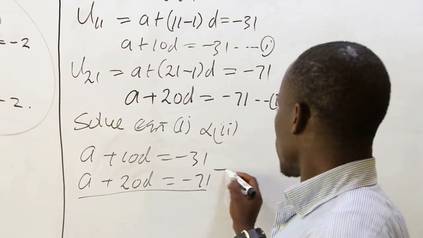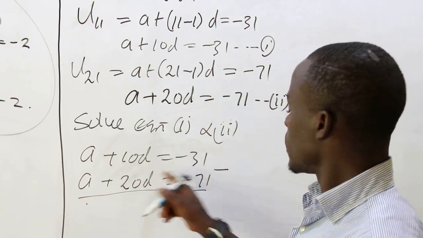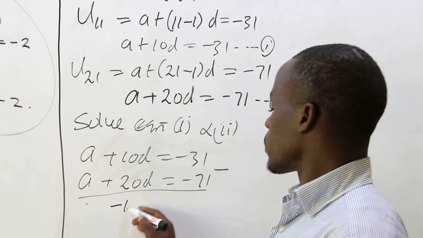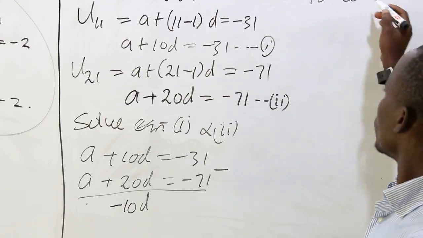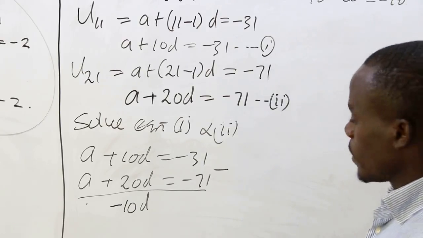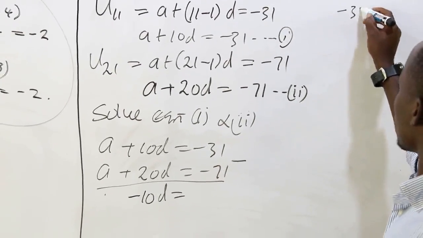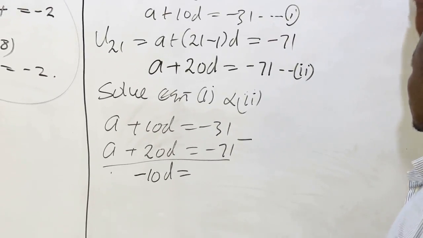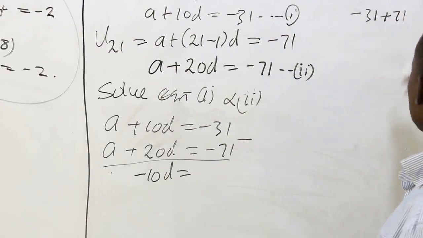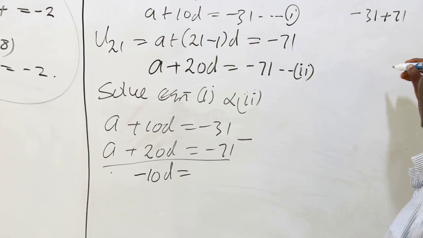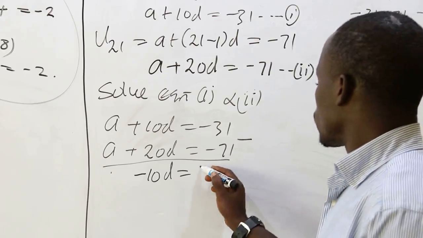But here I can quickly subtract. a minus a is 0. 10d minus 20d gives us minus 10d. Remember, it's just 10 minus 20, and 10 minus 20 is minus 10. And then we have equals minus 31 minus 71. Now, this is minus 31 minus minus 71, that will be minus 31 plus 71. To do this with ease, you can just say 71 minus 31, and this is 0, this is 4. So we have this to be what?